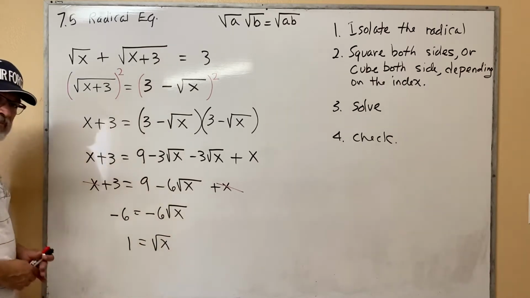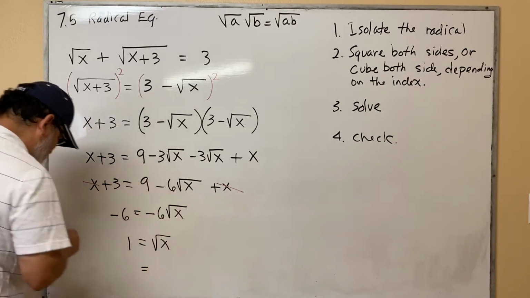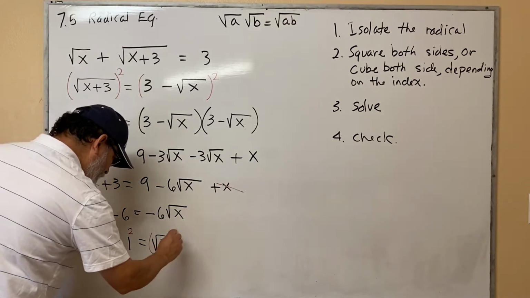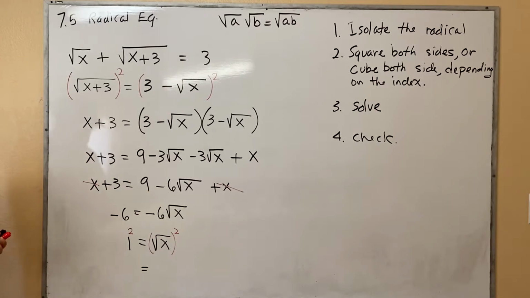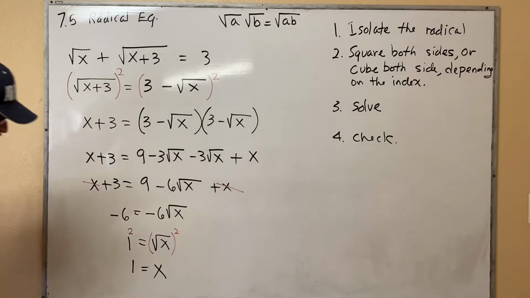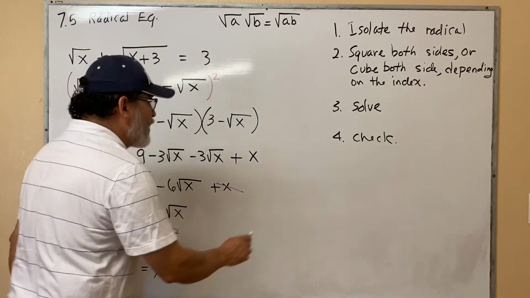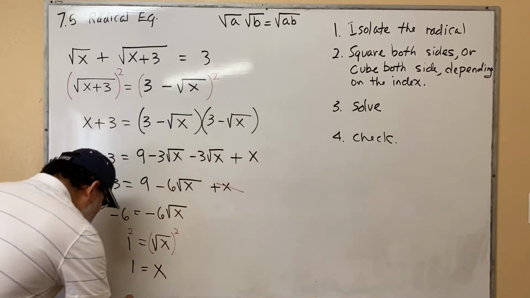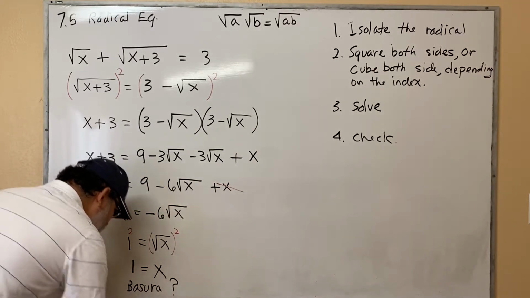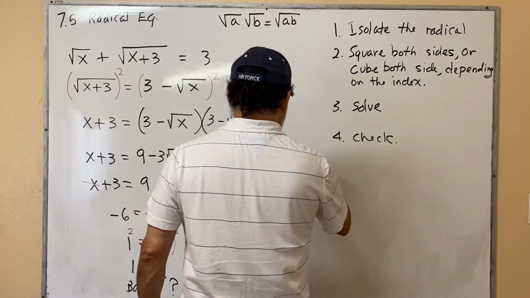Well, let's square both sides again. Square this. What is the square root of x squared? This is 1, and this is x. Now remember, this may be basura. Is it basura? Is this basura? It's a question. We don't know until we check. So let's check it.